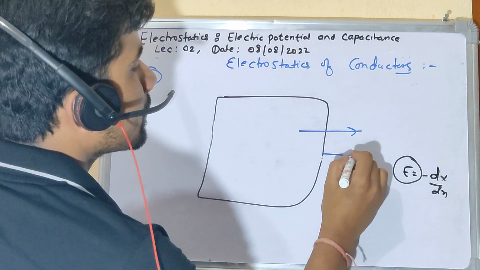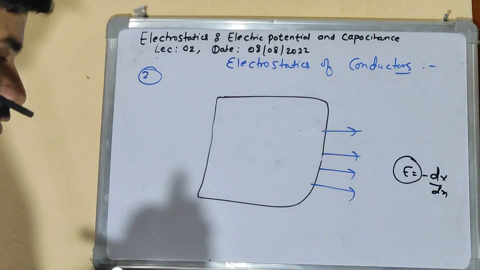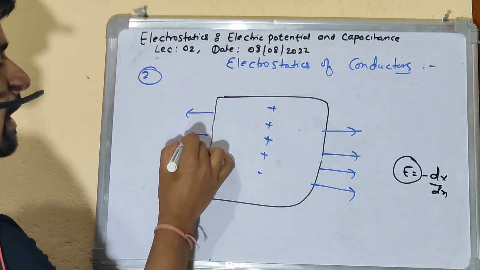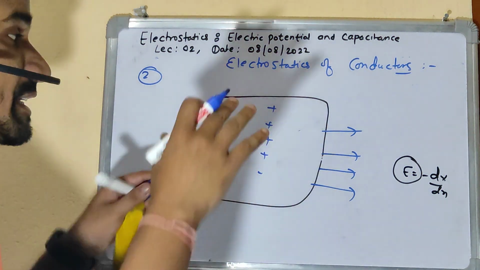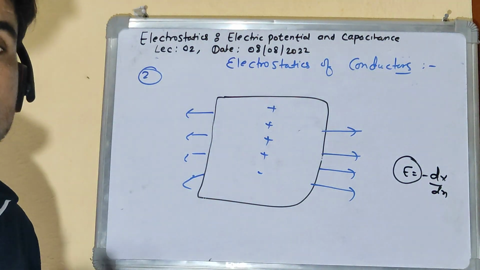Whatever the charge, the electric field won't be inside, but will be perpendicular to the surface. So let's say if this is a positively charged conductor, the electric field lines will look like this, and there won't be any lines inside the conductor, because inside the conductor the electric field is always zero.